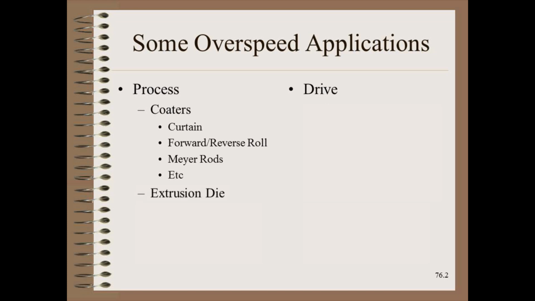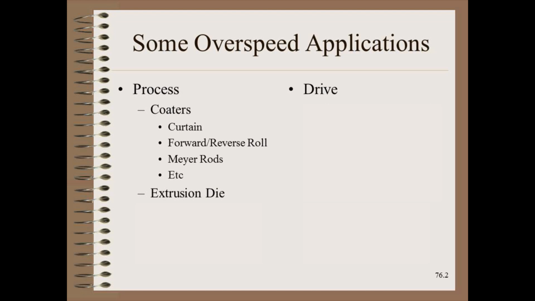Overspeed is essential for many forming and converting processes. For example, coater types such as curtain, forward and reverse roll coaters, as well as smoothing and metering methods such as Meyer rods, all have elements that are running at speeds quite different than the web. In extrusion, the melt speed is different than the web speed.